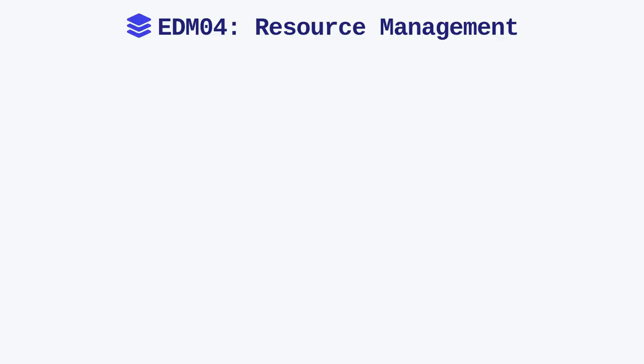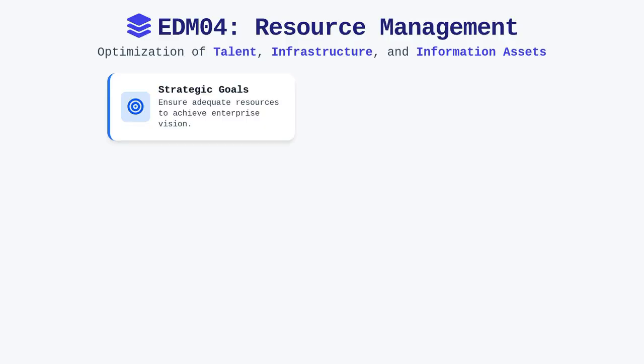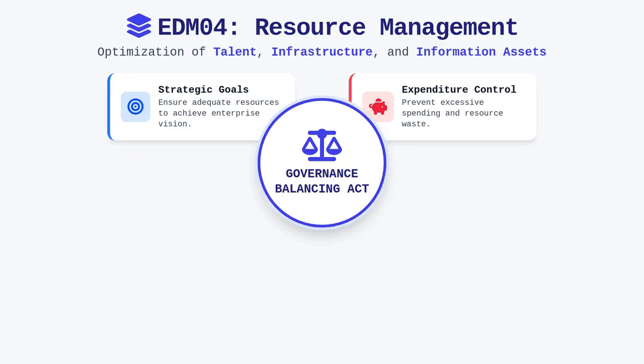Resource management, covered under EDM 04, involves the optimization of talent, infrastructure, and information assets. The governance layer must ensure that there are adequate resources to achieve strategic goals while simultaneously preventing excessive expenditure. This is a delicate balancing act that requires the governing body to monitor resource utilization rates and efficiency metrics across the entire enterprise. We direct management to align the resource strategy with the overall business demand to ensure that bottlenecks are identified and addressed proactively.